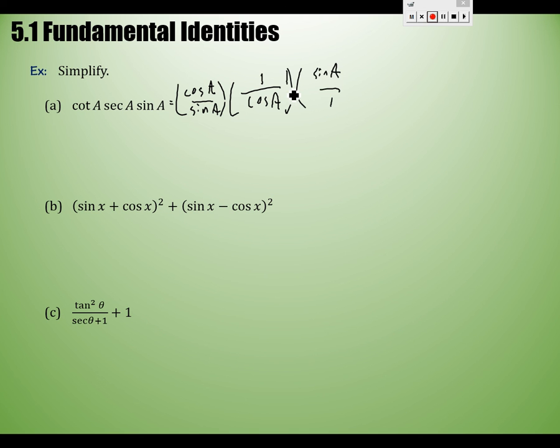Oh, so it was 1. Well, that's 1 over sine times sine. It's tan squared over. Wait, 10 times 4.